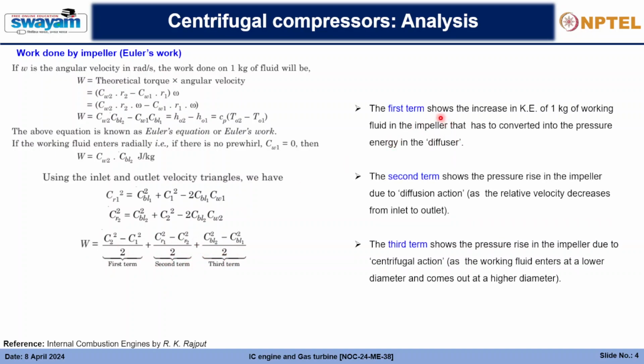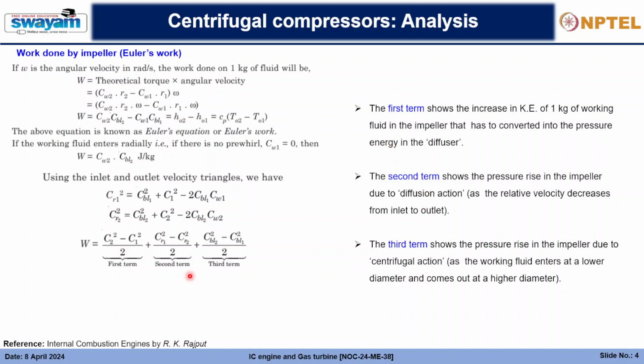The first term shows the increase in kinetic energy of 1 kg of working fluid in the impeller, which has to be converted into pressure energy in the diffuser. The second term shows the pressure rise in the impeller due to diffusion action. The relative velocity difference basically means the change in pressure due to the diffusion action as the relative velocity decreases from the inlet to the outlet.